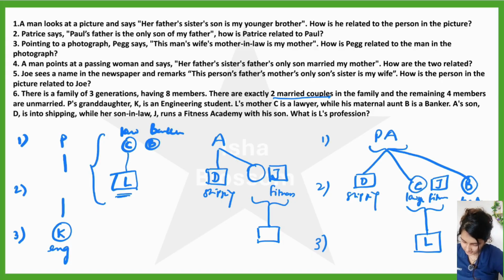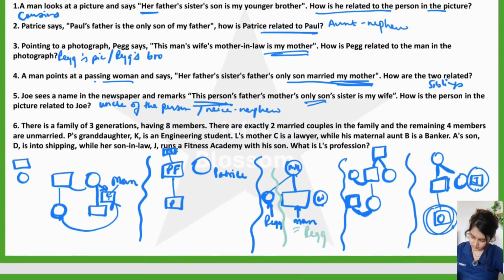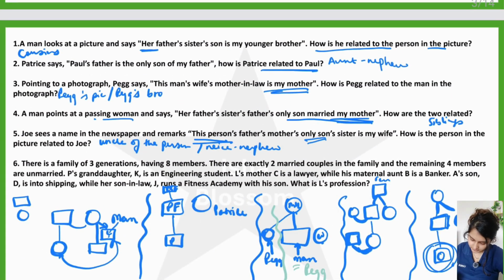And we need to place K. Since there is only one married couple left, which means C and J have two kids, a daughter K, who's an engineering student, and a son L. And we know that J runs a fitness academy with his son. So L is his son, and L also runs a fitness academy. The question is, what is L's profession? Runs a fitness academy with dad J.